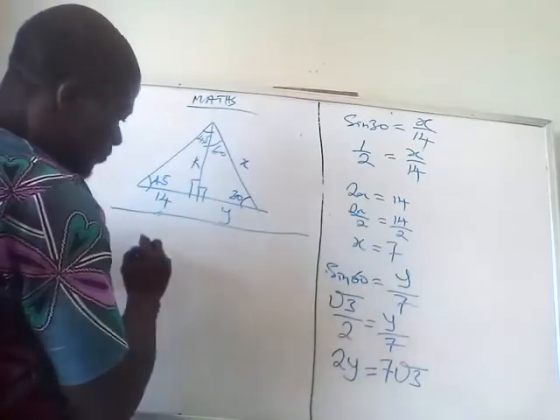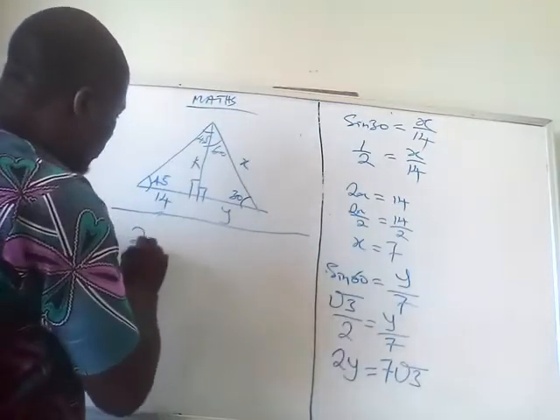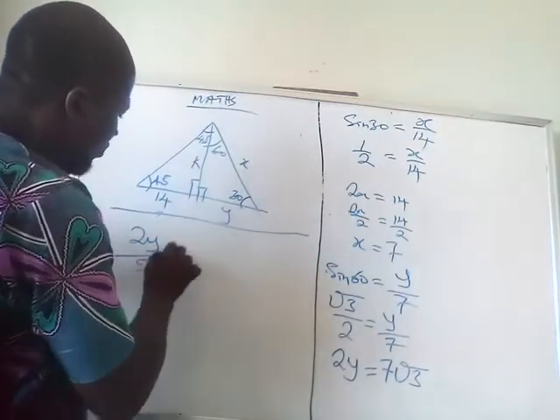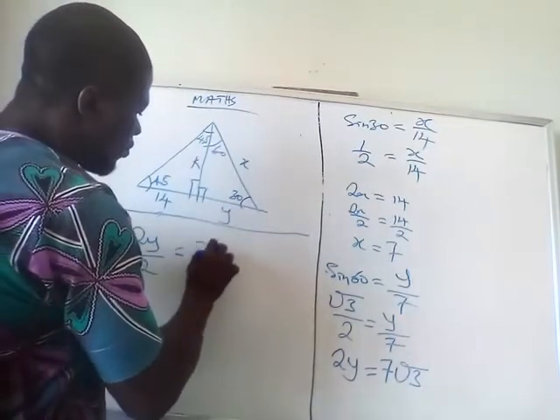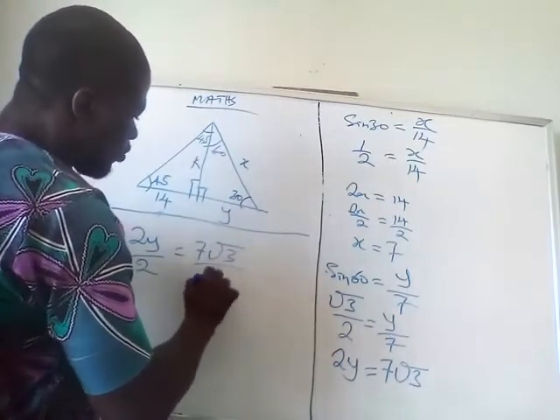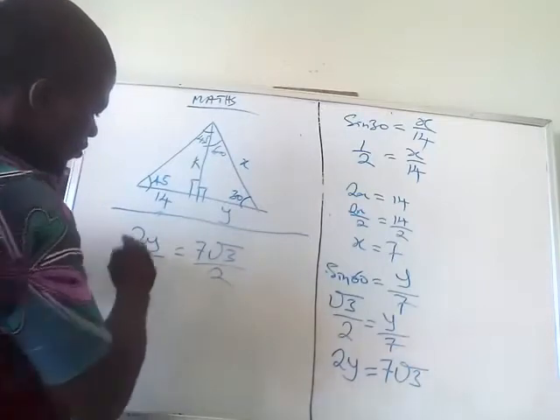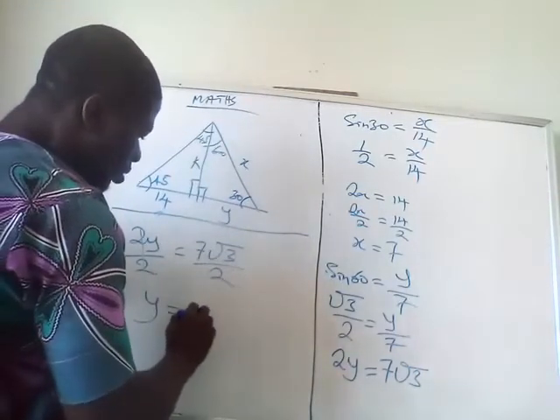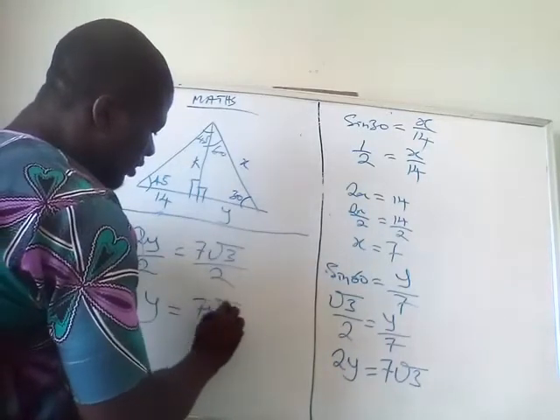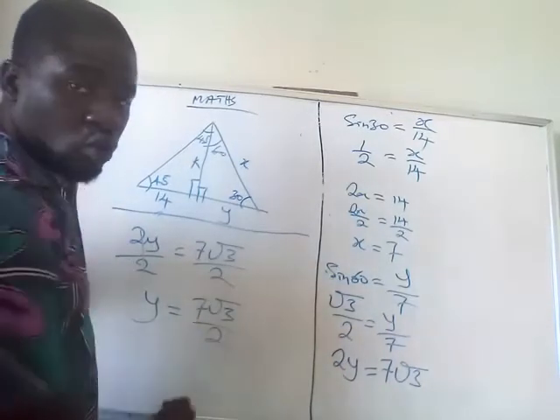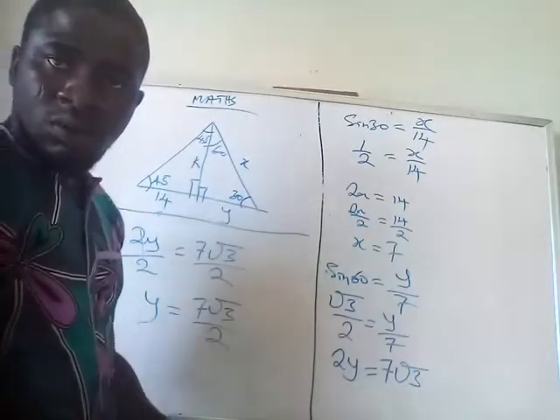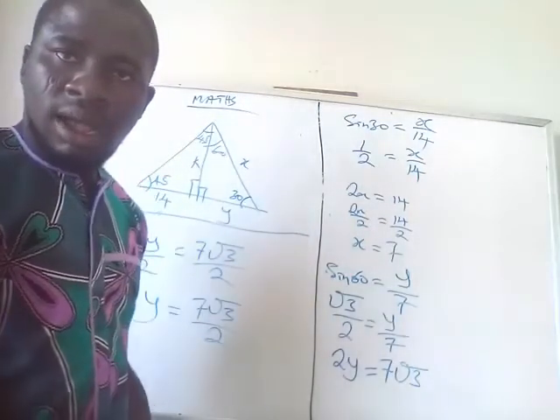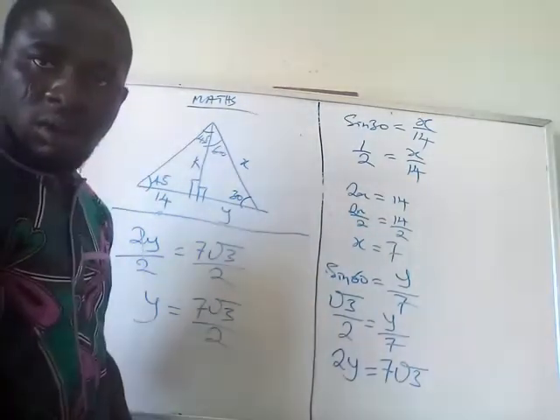So from there now, we divide both sides by 2. Over 2 is equal to 7 root 3 over 2. So when you cancel this, you are left with y equal to 7 root 3 over 2.